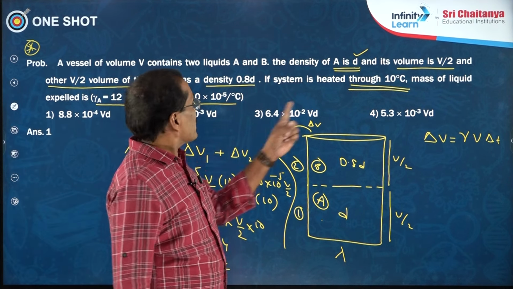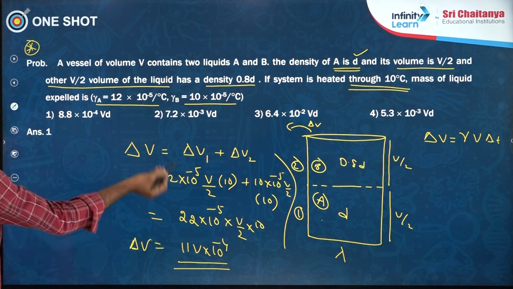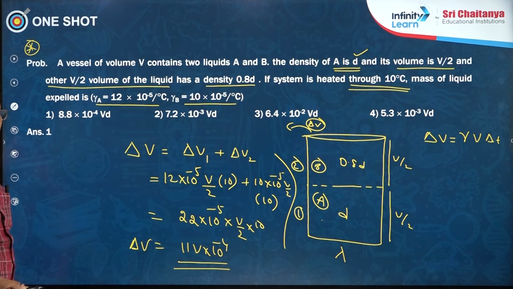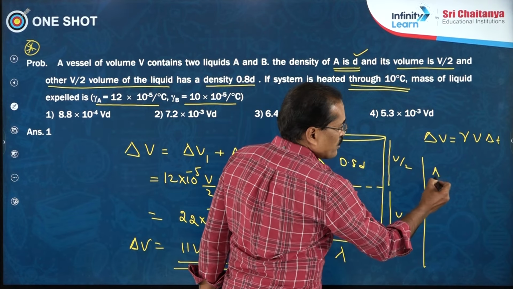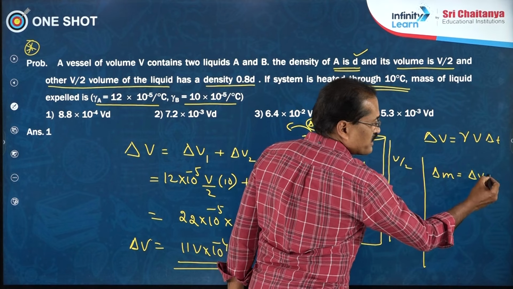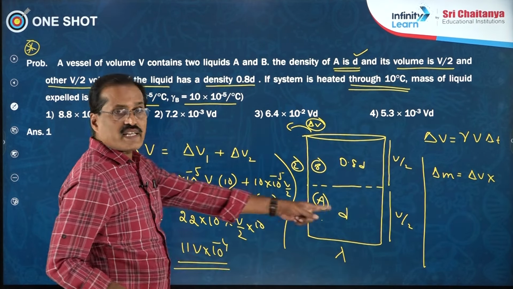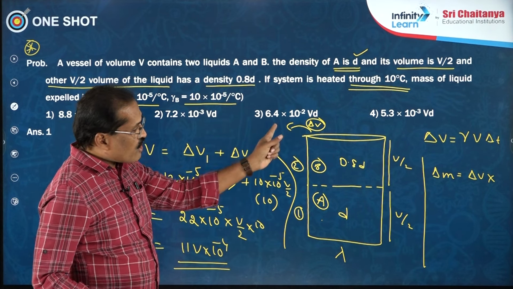What we require to know in this case is, he is asking what is the mass of the liquid that comes out. This is the volume of the liquid that comes out. We need to find out the mass of the liquid coming out. Mass is equal to volume into density, volume of the liquid expelled into the density. Yes, which density to be taken? Is it the density of mixture? No. Which liquid has a probability to go out?